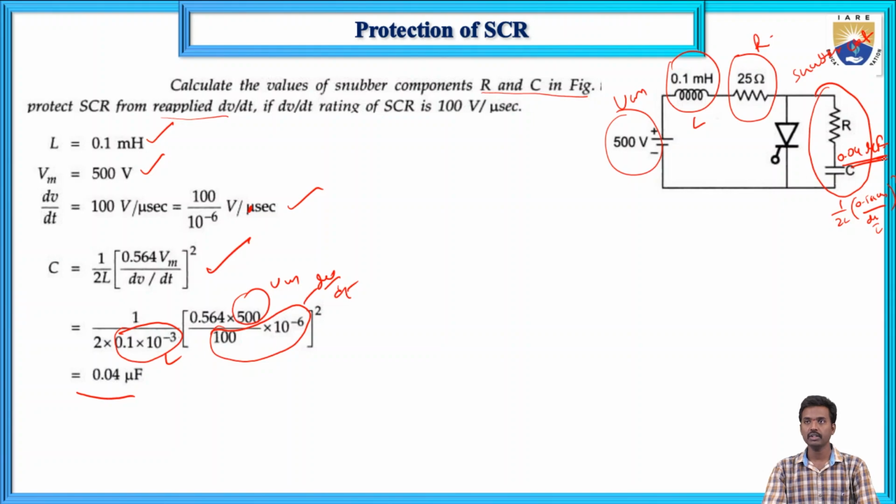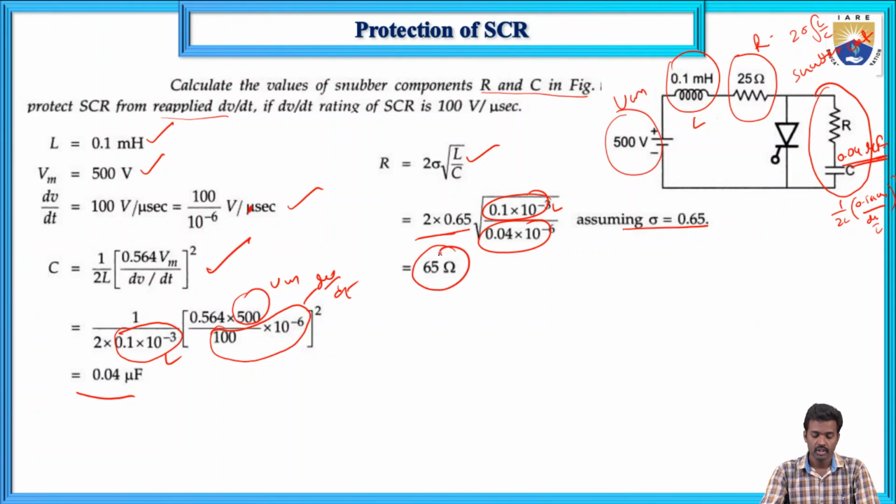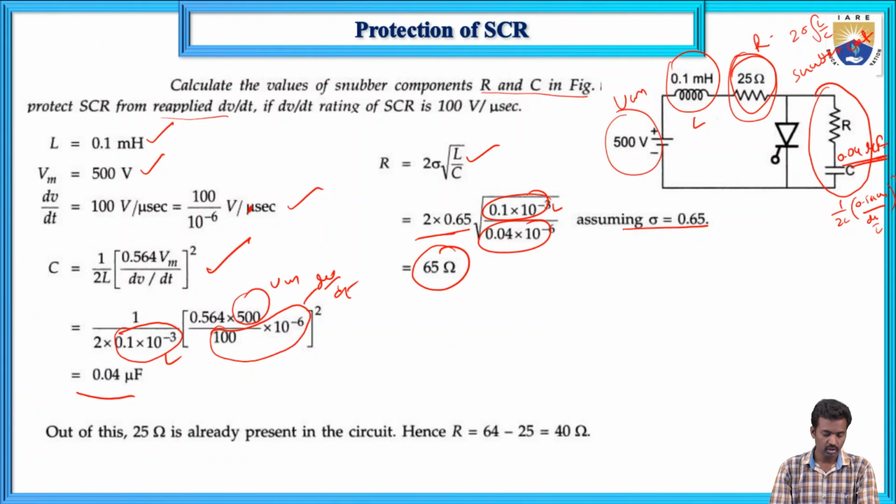And next, the second one is R. R equals 2 sigma times the square root of L by C. So what is sigma? Sigma means the damping factor, times the square root of L by C. So now here, 2 times 0.65 times the square root of L by C, where damping factor equals 0.65 already. Now this value equals 65 ohms. So already 25 ohms are connected in series here. So out of this, 25 ohms is already present in the circuit.